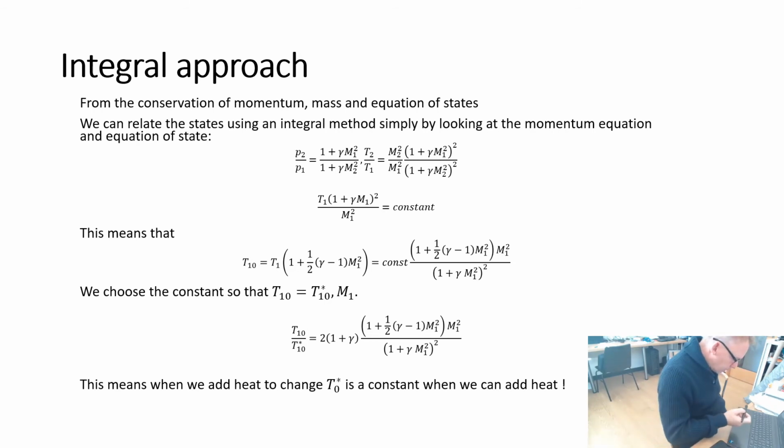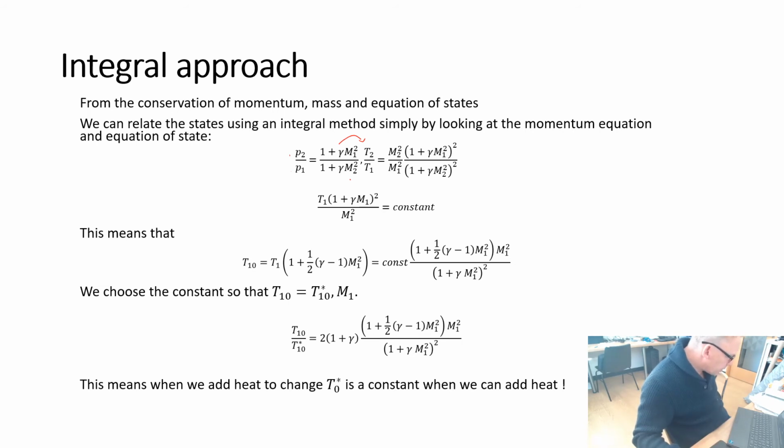So we're going to use an integral approach to try and find out what is a conserved quantity as we move along, as we add heat. Conservation of momentum gives us the relationship between the ratio of P2 to P1 in terms of Mach number, and we can convert that to determine the temperature ratio. If we arrange this, we're not using energy in this particular case yet.